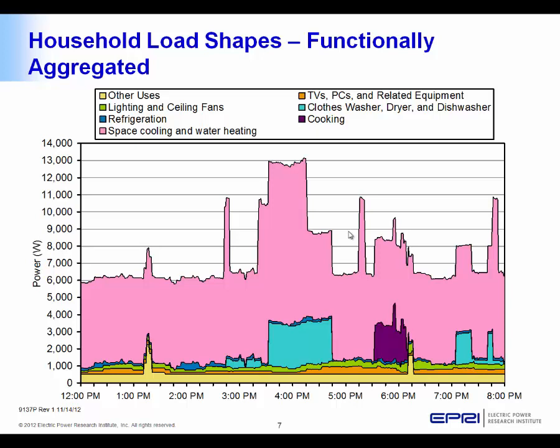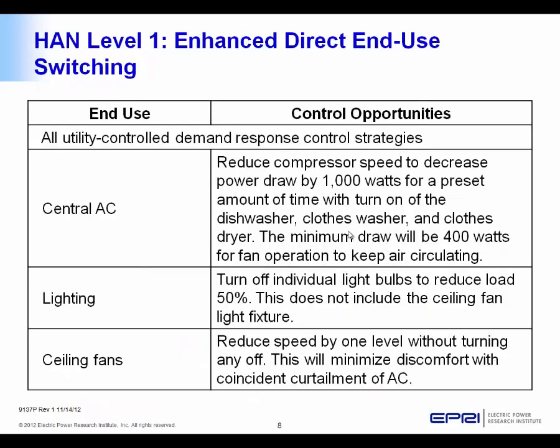But there are some others that are substantial, like clothes washer, dryer, and dishwasher, which, for example, occur at a time of potential system peak, and as you can see, might very well therefore aggravate the total load shape and its impact on the utility's peak demand. Cooking is in there as well as other uses. And one of the questions that have been asked is what kind of direct end-use switching might be best.